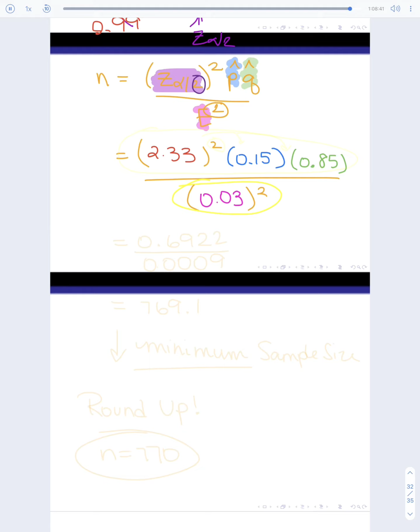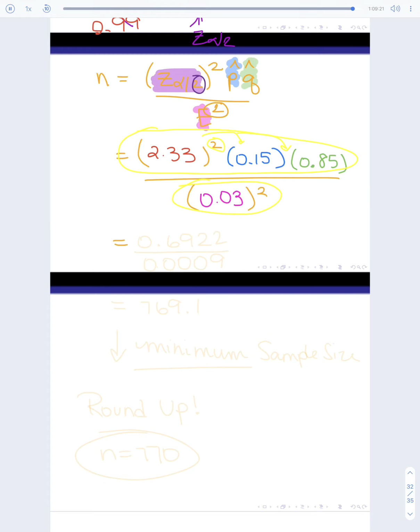So the hard part and where students usually run into an issue is actually learning how to plug this into your calculator. So when we're plugging this into your calculator, you have to do this by following the order of operations. So what we'd first want to do is simplify the entire numerator. So that means we'd start by simplifying that entire top. By doing what first? You'd have to start out with the exponents first. So you'd have to take the 2.33, square that, then multiply that times the 0.15, then times the 0.85, and see what you end up with.